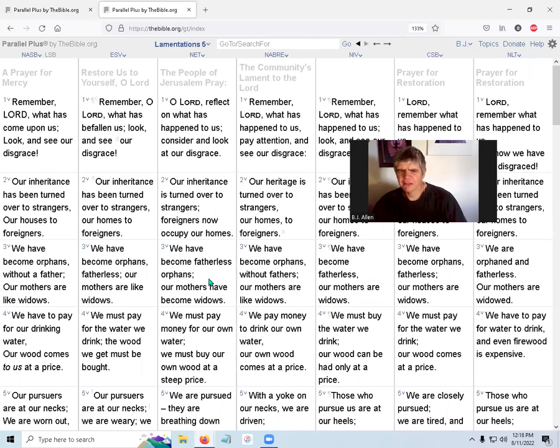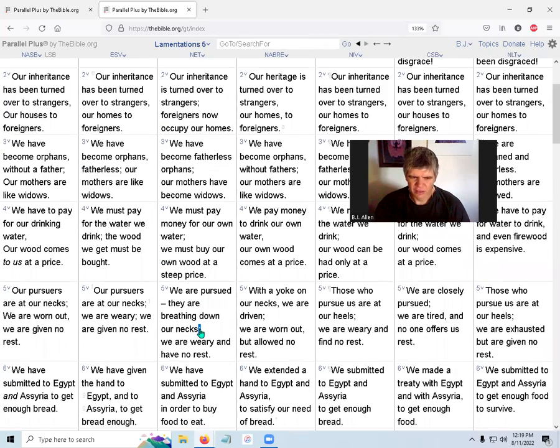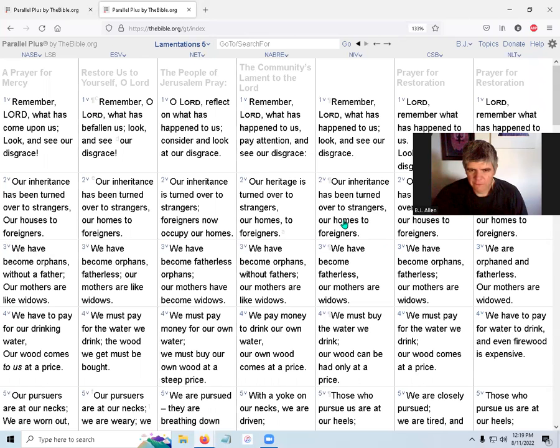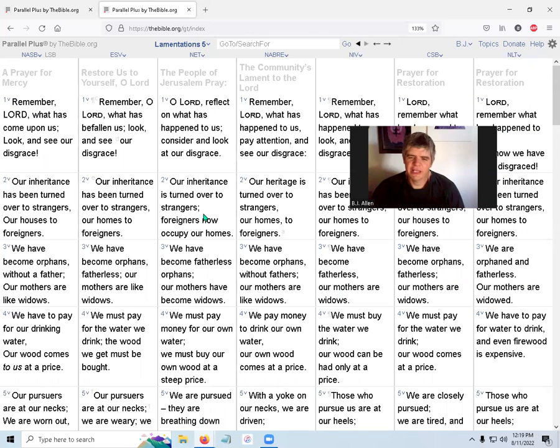That one seems like it's two and two, two and two, two and two, until this one: we have submitted to Egypt and Assyria in order to buy food to eat. But that's all one sentence. Like here, there's a semicolon right there. Here's a semicolon, semicolon. Maybe just to show that, like here, the NET keeps the semicolon, but you can look at the NASB, it has a comma, the ESV has a comma. The NET is probably trying to say, hey, this is Hebrew poetry.